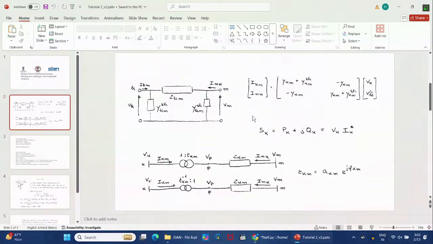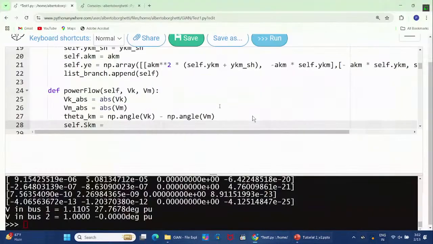We know the two voltages, Vk and Vm. We multiply the admittance matrix with the voltages and we obtain the currents. And the currents conjugate multiplied by the voltage give the power that is injected in bus K and injected in bus M. Is that good? So we can try. We will see. We also have the check, because in bus 2 we know that the power needs to be the power of the load.